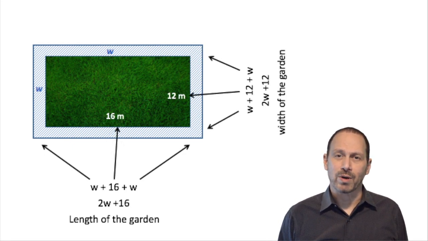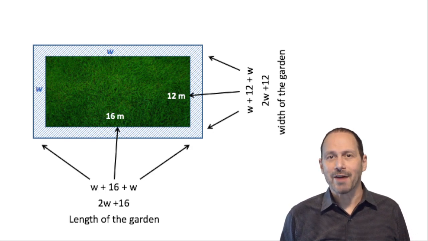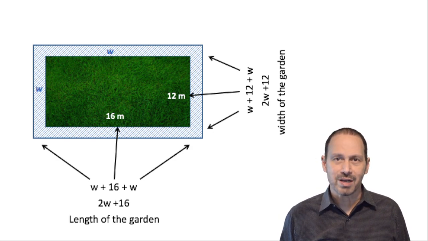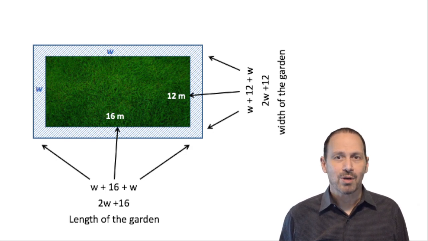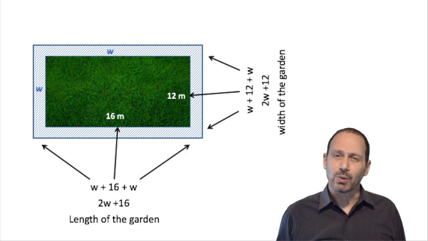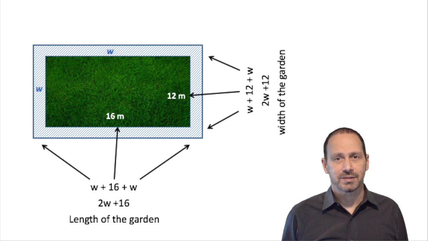Now, let's move our attention to the width of the garden. We start with 12 meters, but again, to those 12 meters we have to add the width of the pathway, which is represented by W. Because the pathway goes all the way around, we have to add it twice. So we have W plus 12 plus W, which can be further simplified as 2W plus 12. Now 2W plus 12 is the quantity that is going to represent the width of the garden.